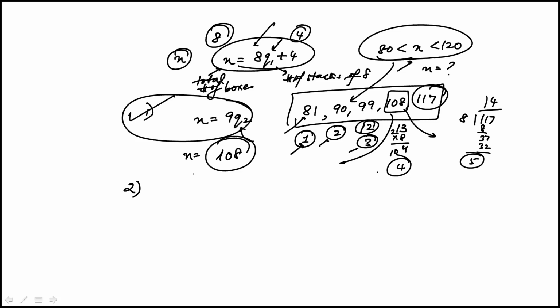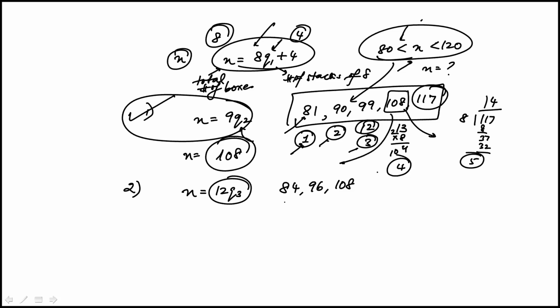Statement 2 says if they're arranged in stacks of 12, there would have been no boxes left over. So that means n is a multiple of 12. So again, I can list numbers that are multiples of 12. The least one is 84. 12 times 7 is 84. Then 96. And then 108.